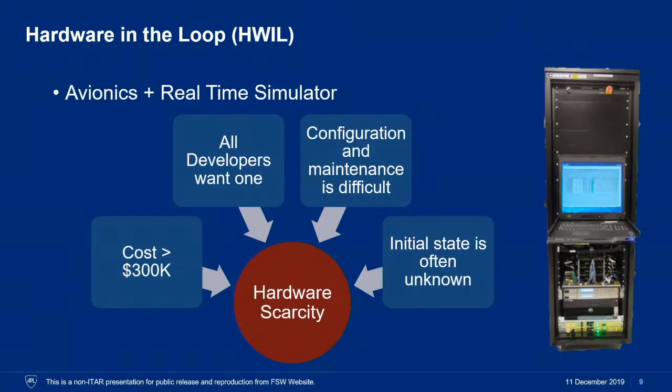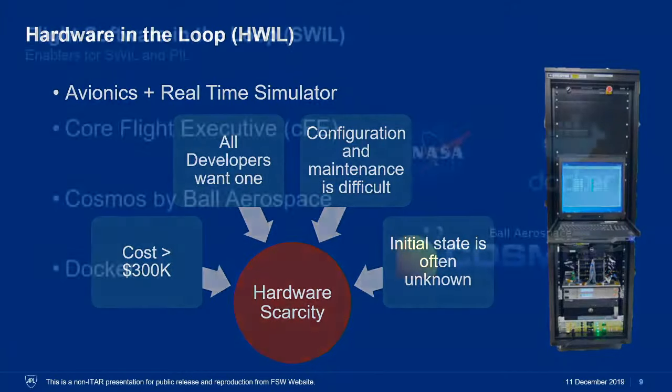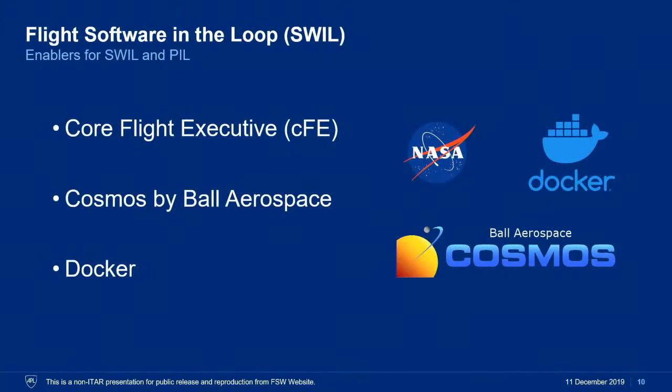And so, some of the enablers that allowed us to do this were the Core Flight Executive, as developed by NASA, the COSMOS by Ball Aerospace, and finally Docker. And I didn't put "by Docker" because it's the same name, but Docker by Docker, I guess. So let me talk a little bit just about what these last two things are, and then we can dig into the real meat of the presentation.